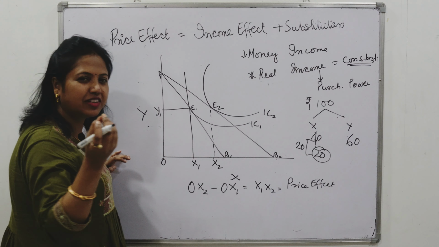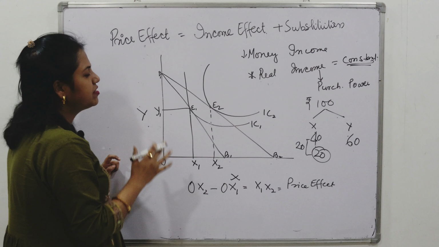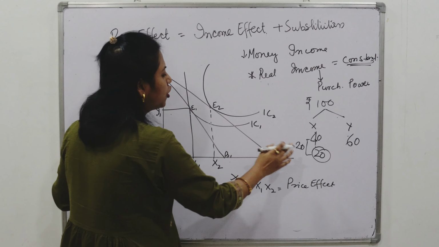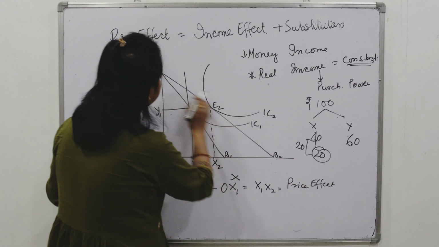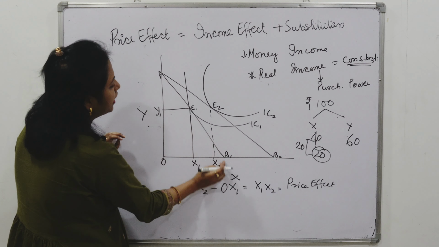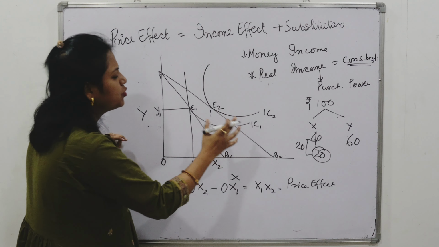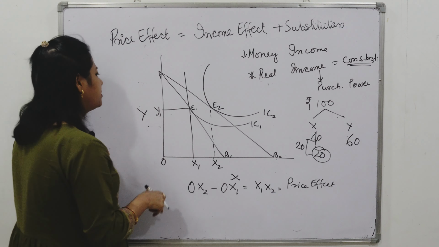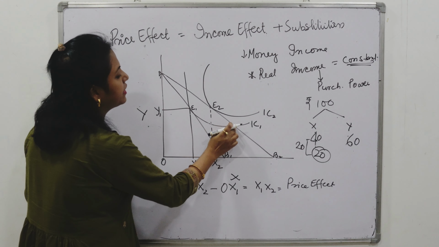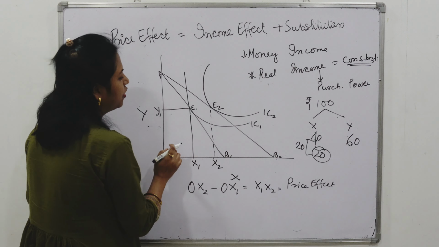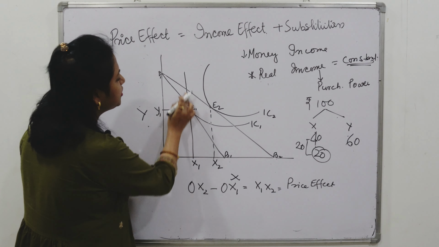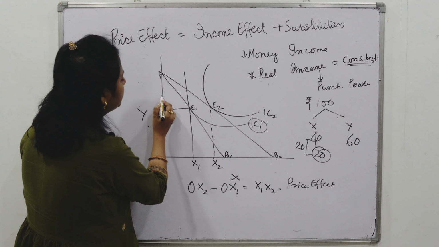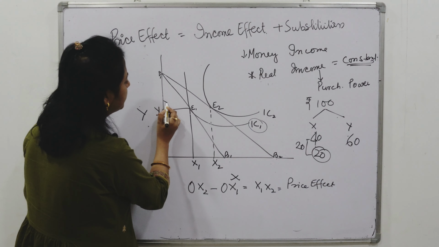As a result, what happens, there are a few technicalities, but try to understand. Since there is an increase in real income, the budget line has moved this side. But since we want to keep the real income constant, we will draw another budget line, and that budget line will be parallel to this budget line B1B2, such that it touches our original indifference curve IC1. So I will draw a budget line this way.